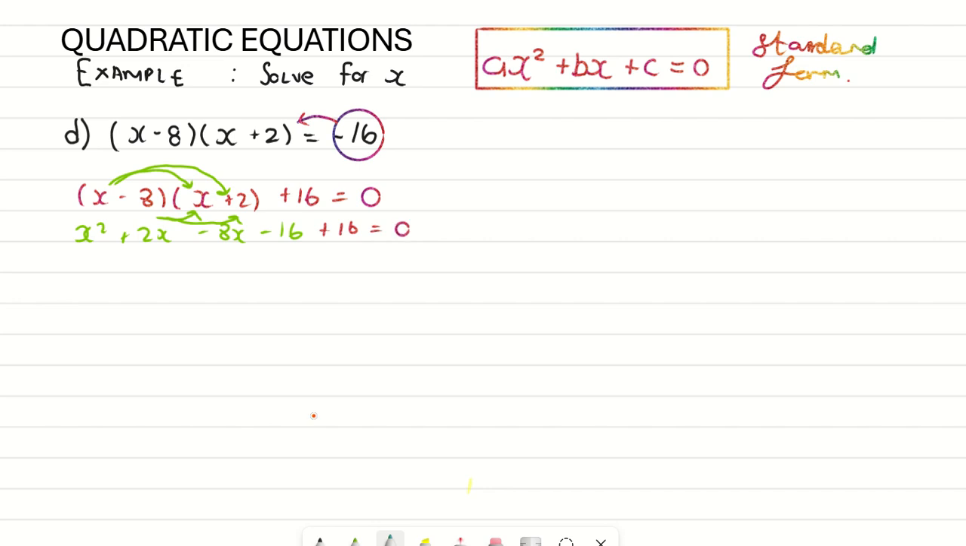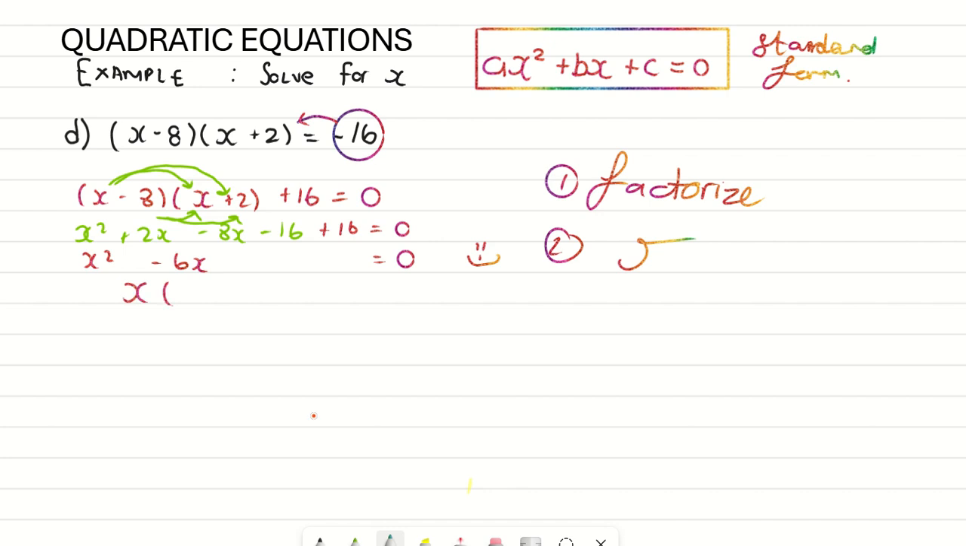Now we simplify. We're left with x squared minus 6x, and all of that is equal to 0. Okay, so now at this point, we simplified it nicely, and our two options are either to factorize or to use a square root. Because you have x squared minus 6x, you are forced to factorize, and what's common between x squared and 6x is the x. So we take out x as a common factor, and that's what we're left with.